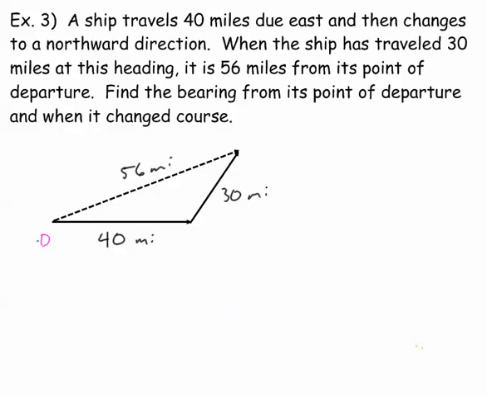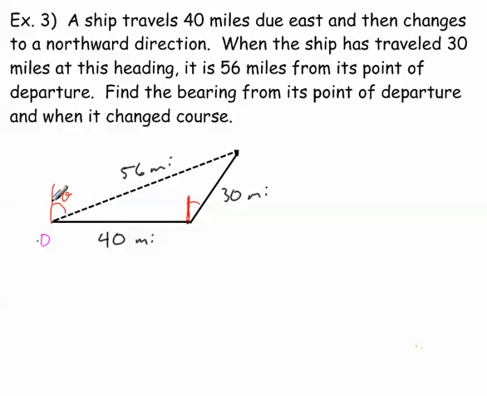So this is a two-part problem. I'm going to need to find the bearing from its point of departure. And remember, bearing is always made with the north-south. So this is the angle that I'm looking for. And then also when it changed course. So I'm looking for this angle here, again made with the north and east. So two problems. Let's see.